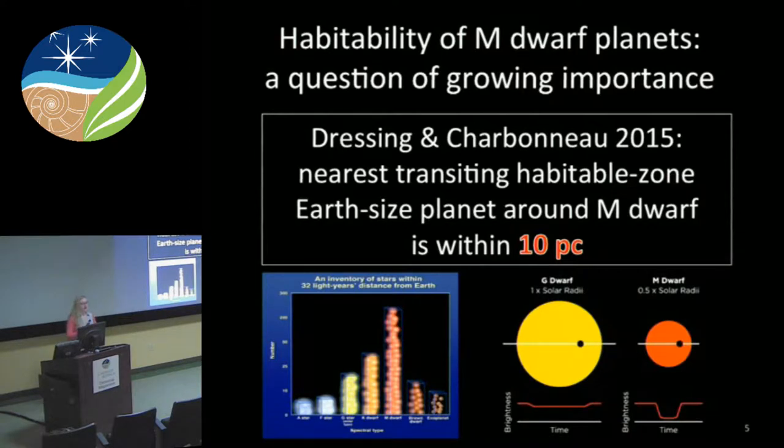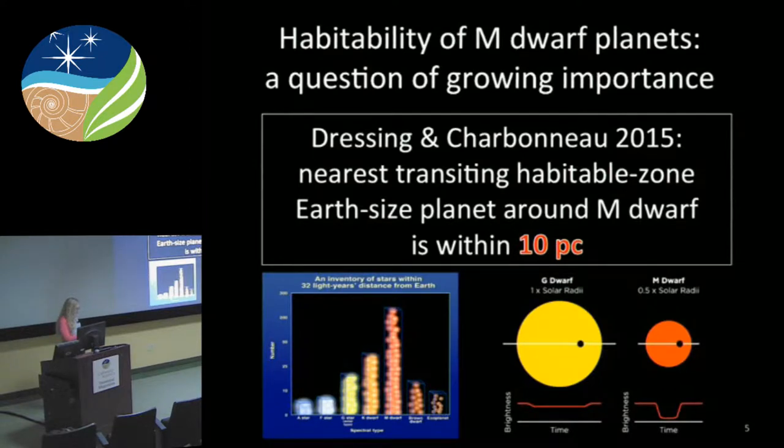Now, in addition, planets are relatively easy to detect around M-dwarfs because they cover a larger fraction of the star, which means that they create a bigger fractional signal in the light from the star, and also they're able to tug the star back and forth, creating a Doppler shift in the star that's relatively big. So it's relatively easy to detect and characterize planets around M-dwarfs compared to bigger stars.